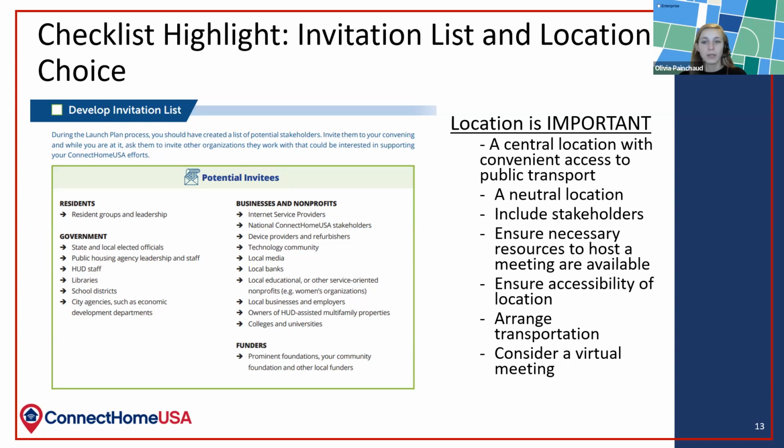The location of your convening is also very important. The toolkit provides a list of considerations you should think about when selecting a location. For example, you should consider choosing a central location with convenient access to public transportation. You should also think about whether the space is a neutral space where all attendees can feel welcome. There are many other suggestions in the toolkit, as you can see from this slide.